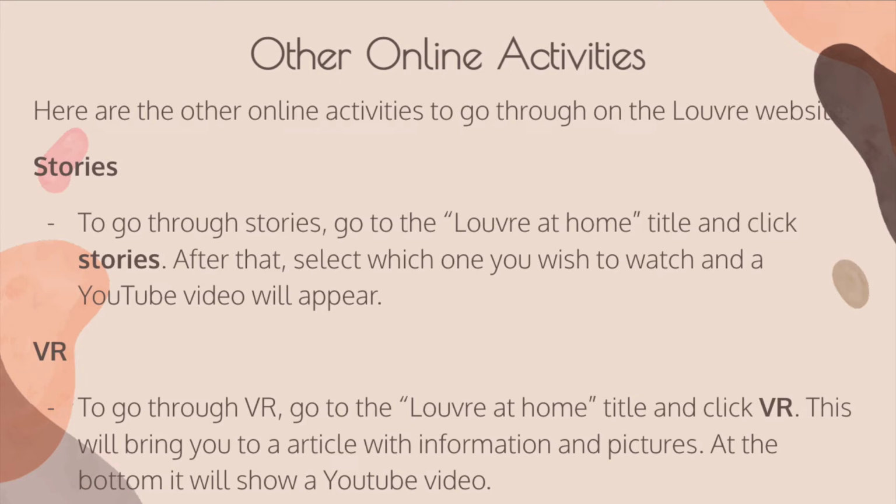So other online activities. On the Louvre website, there are also the stories and VR options. I'm going to hide this. To go through stories, you need to go back to the Louvre at home title and click on stories. After that, select the one you wish to watch, and a YouTube video would appear, and those videos are also in French. And VR. To go through VR, you need to go back to the tab, and like I showed those 4 pictures right up here, there are these 4 options. You need to hit the VR option, and you can view the VR content they have on the website.